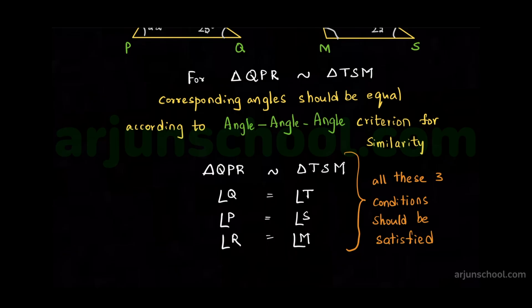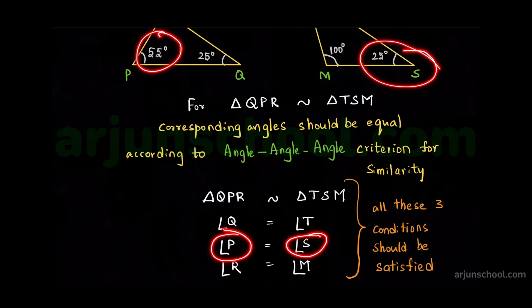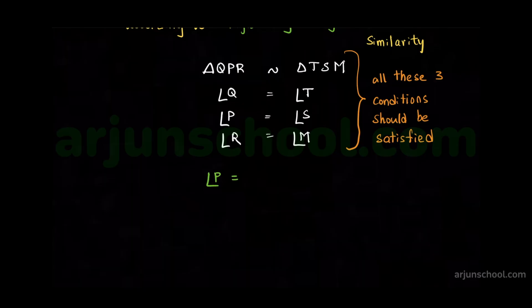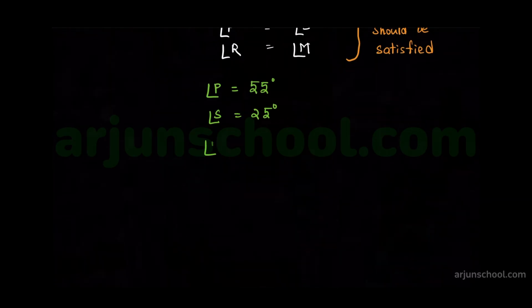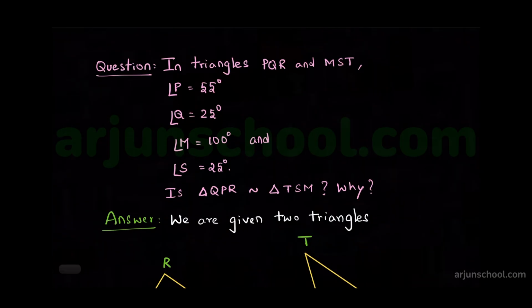But from the given values, angle P is not equal to angle S. Angle P is 55 degrees while angle S is 25 degrees. Therefore, the triangle QPR is not similar to triangle TSM. The answer is no.